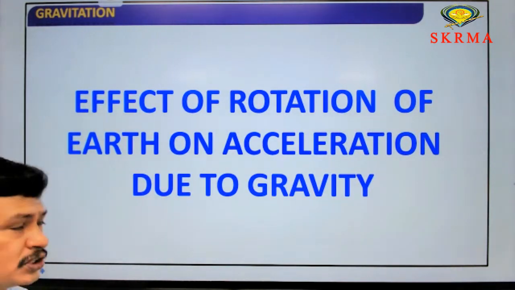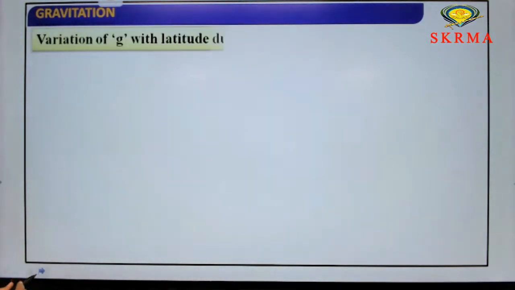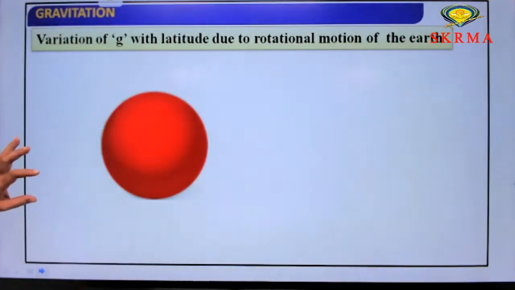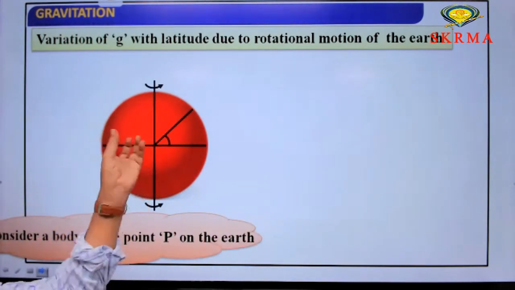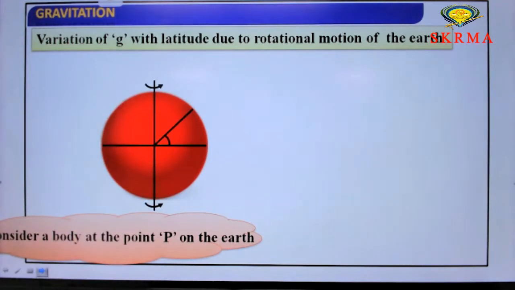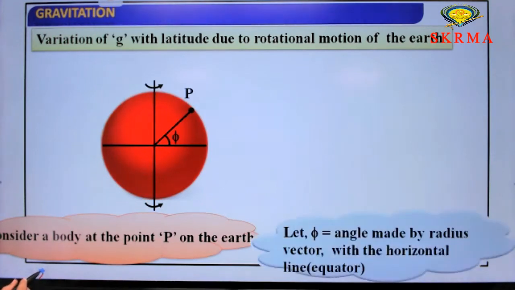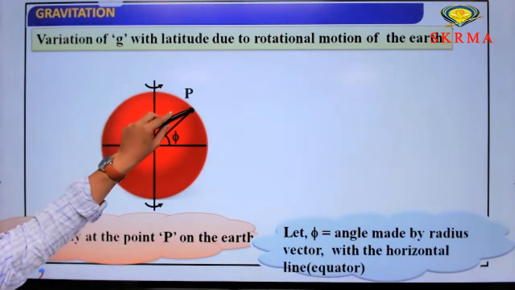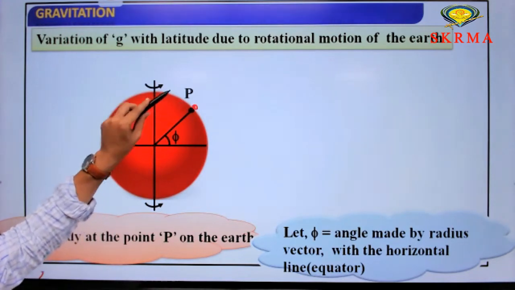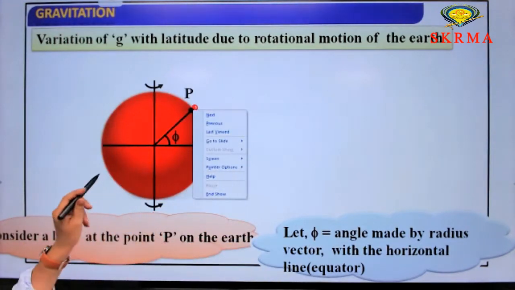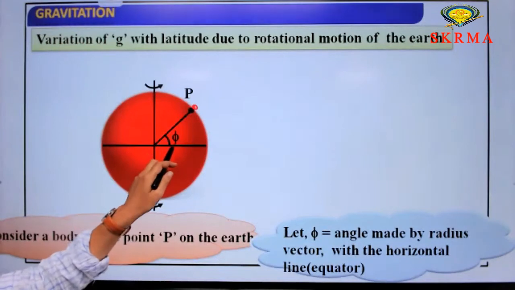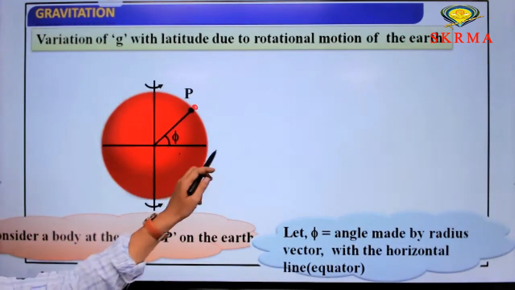Yes. The next one is the effect of rotation of Earth on acceleration due to gravity. The effect of rotation is also important. If you consider a diagram in this fashion, the variation of g is due to the rotation of Earth, which is spinning around its own axis. Due to that rotation, the gravity varies. How does it vary? Here the radial vector makes some angle phi with the equator. We consider gravity at this point P. We have to calculate the gravity at point P. Here phi is the angle made by the radius vector with the horizontal line.